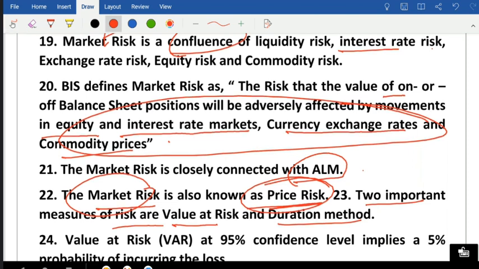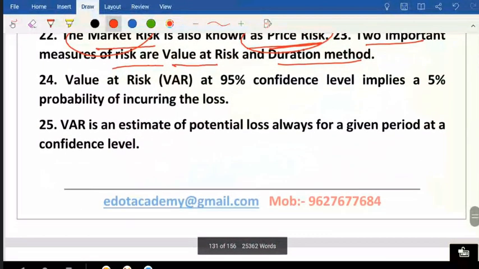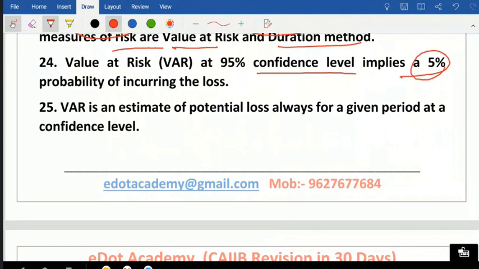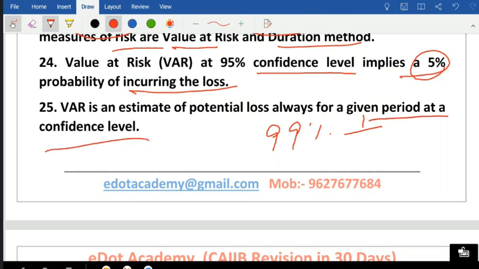So now we'll take one example here. Value at risk at 95% confidence level implies that a 5% probability of incurring loss is there. Because confidence level is 95%, so 5%. If confidence level is 99%, then 1% probability is there. So we are estimating potential loss always for a given period at a confidence level. So for VAR, you have to take given period and confidence level. These two are the main important components of calculating the VAR. Means value at risk.